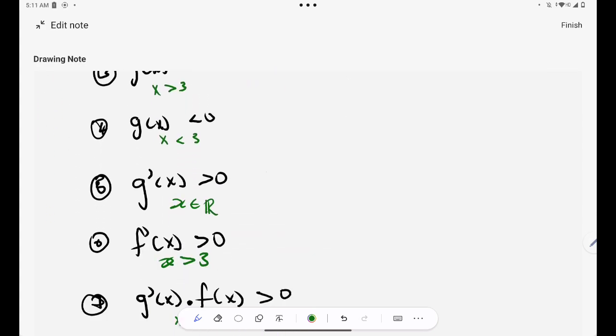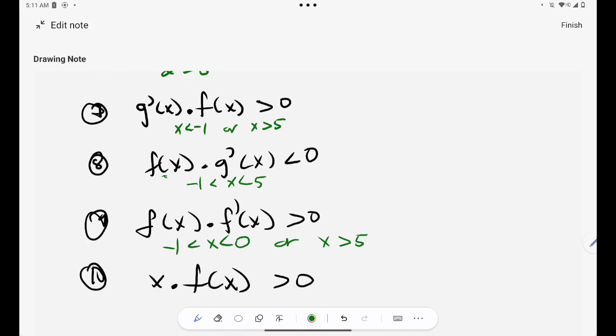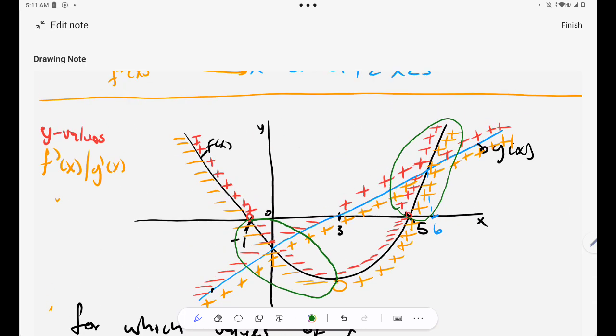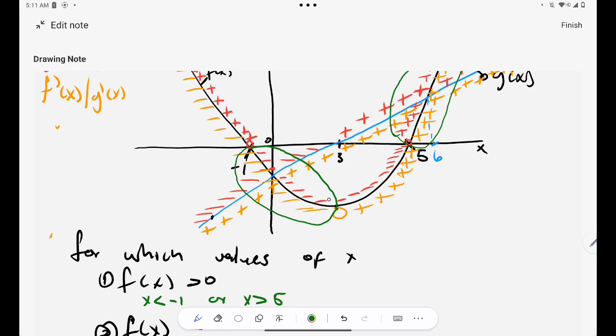Oh wow, did I write 0 there? Oh, I made a mistake here, guys. The x value of the turning point is 3. I should have written 3 there, because I did indicate from 1 to here. The x value here is 3.